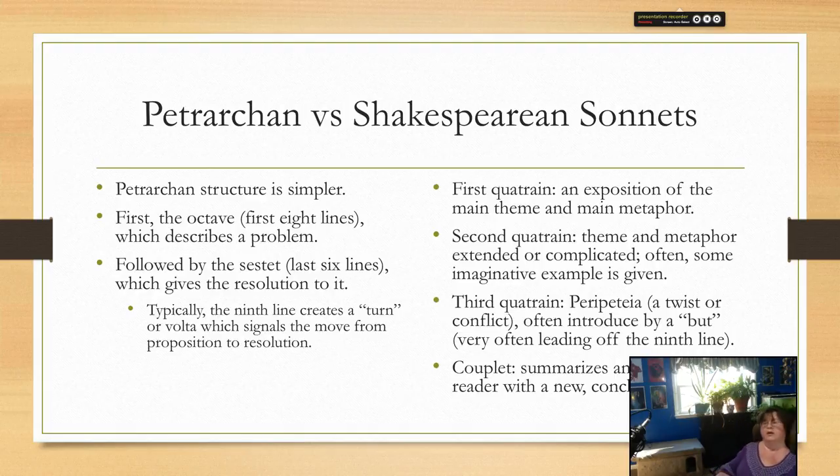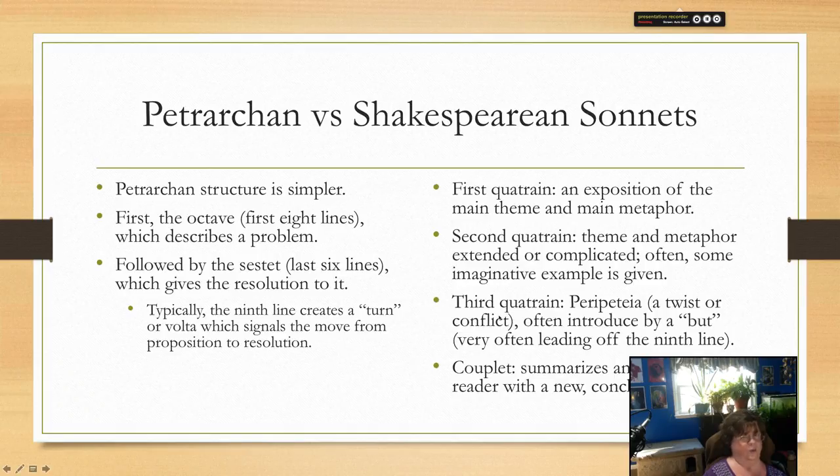Now in Shakespeare, the first quatrain, first 4 lines, is an exposition of the main theme or main metaphor. The second quatrain is where the theme and the metaphor are extended, or we call this complicated. So it's made into a larger issue. Often some imaginative examples are given. Third quatrain is often the twist. The but usually introduces this. Again, this is at the 9th line. And finally, the summarization, the punchline, which leaves the reader with a new concluding image, is the ending couplet.